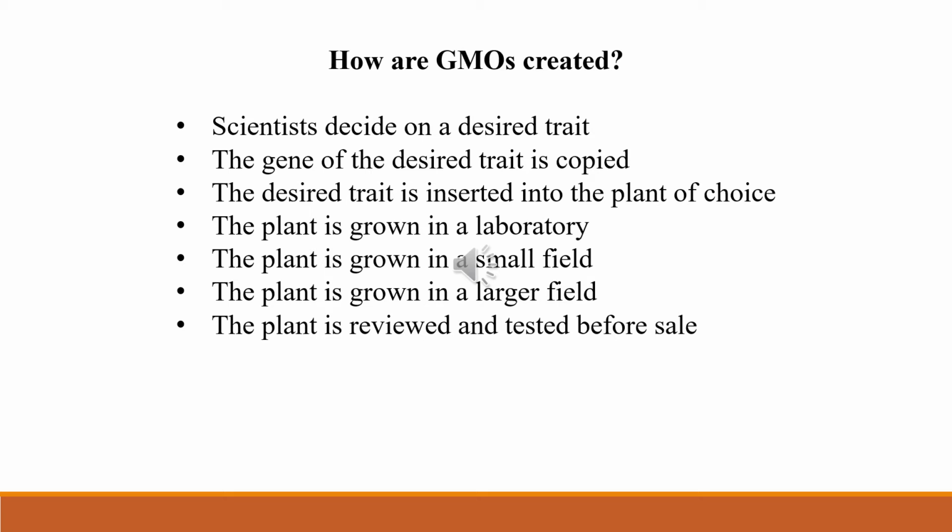Scientists would then grow the new plant with the desired trait inside of a laboratory to make sure that the plant has adopted said trait. The plant is then grown inside of a greenhouse, then grown in a small field, then grown in a large field. GMO plants go through a thorough review and multiple tests before they are sold to farmers.